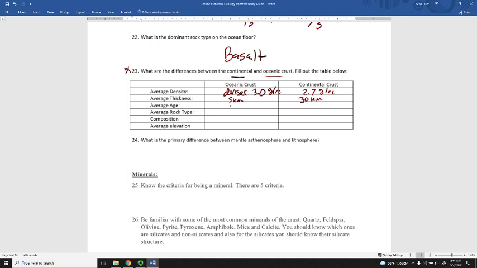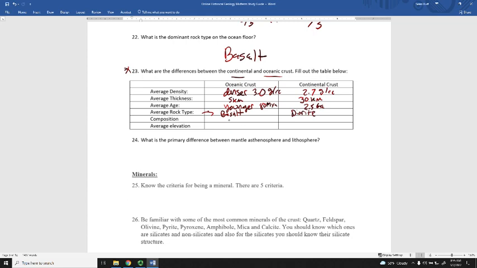Average age: the ocean crust is much younger, and for historical geology, you should definitely know that. It has an average age of maybe 80 million years, maybe 100 million years. Whereas the average age of the continental crust is very old, about 2.5 billion. And of course, we get rocks that are up to 4 billion years old, according to radiometric dates, on the continental crust. Now, the average rock type on the ocean crust is basalt. On the continental crust, it is diorite, which is an intermediate igneous rock.